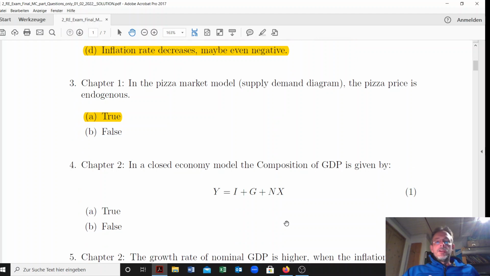Question number 2, in a closed economy model, the composition of GDP is given by this equation. This is wrong. It's wrong because here we have the net exports, and furthermore consumption is missing. So this answer is wrong.